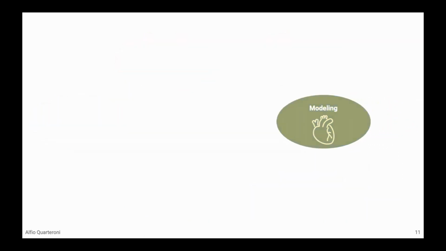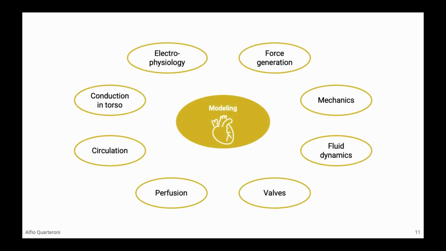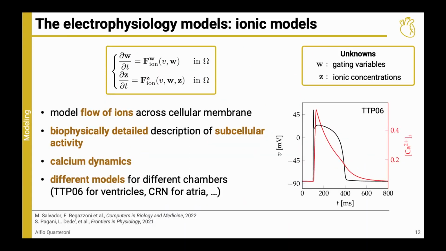And then you have the modeling. Modeling means trying to reproduce the complexity of the heart in terms of function. So we want to reproduce the heart function and also the heart dysfunction in case you have pathologies. So this is the list of the different physical processes that occur in the heart. And you have to model all of them. So the first one is the electrophysiology. You want to generate the electrical field. And we start from cells. This is a multi-scale problem. We go from the cell level to the organ level. So it's a multi-scale problem in space and time.